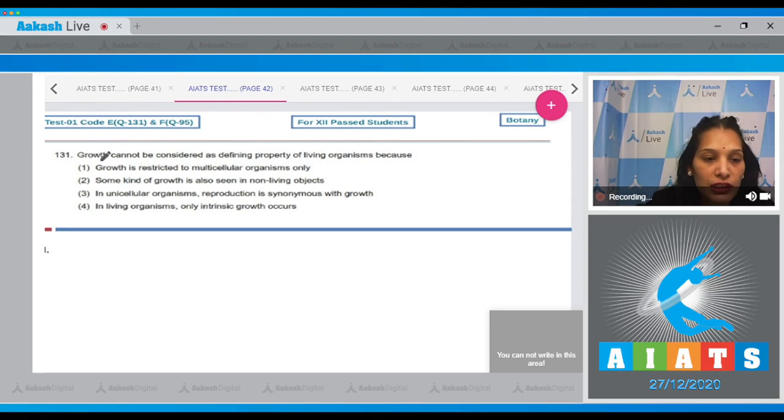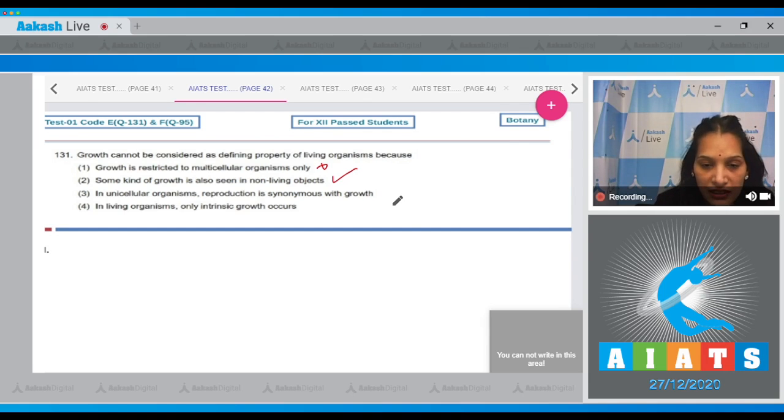Question number 131. Growth cannot be considered as defining property of living organisms because growth is restricted to multicellular organisms only. No. Growth is seen in all living organisms, be they multicellular or unicellular. Some kind of growth is also seen in the non-living objects. Yes, this is correct. Third, in unicellular organisms, reproduction is synonymous with growth.